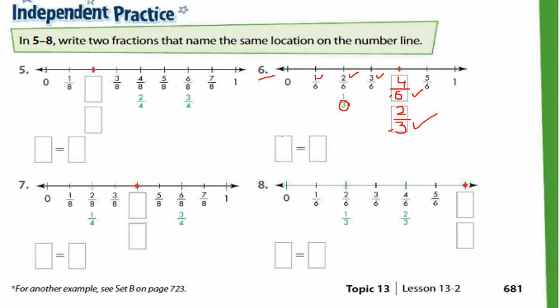So we can write 4/6 is equal to 2/3. So likewise you will do questions 5, 7 and 8.